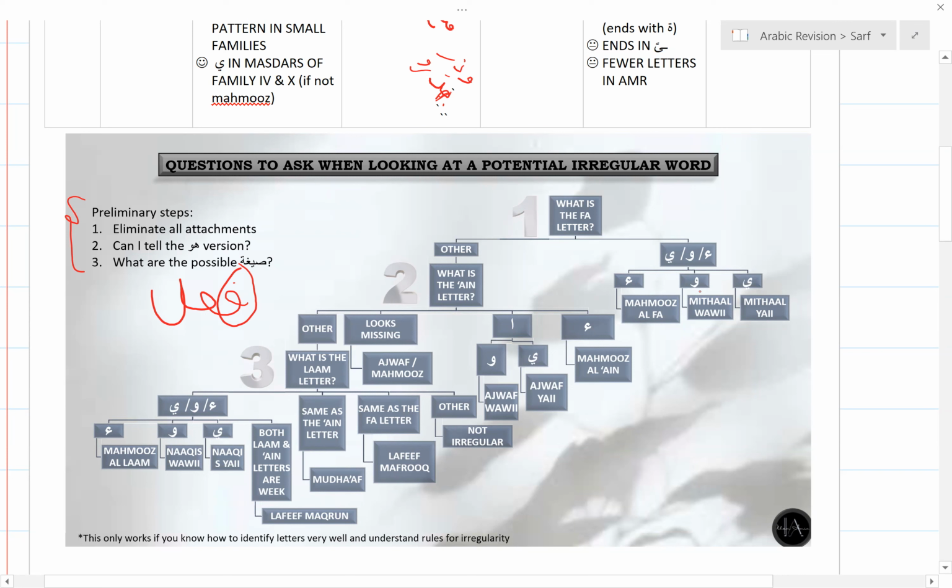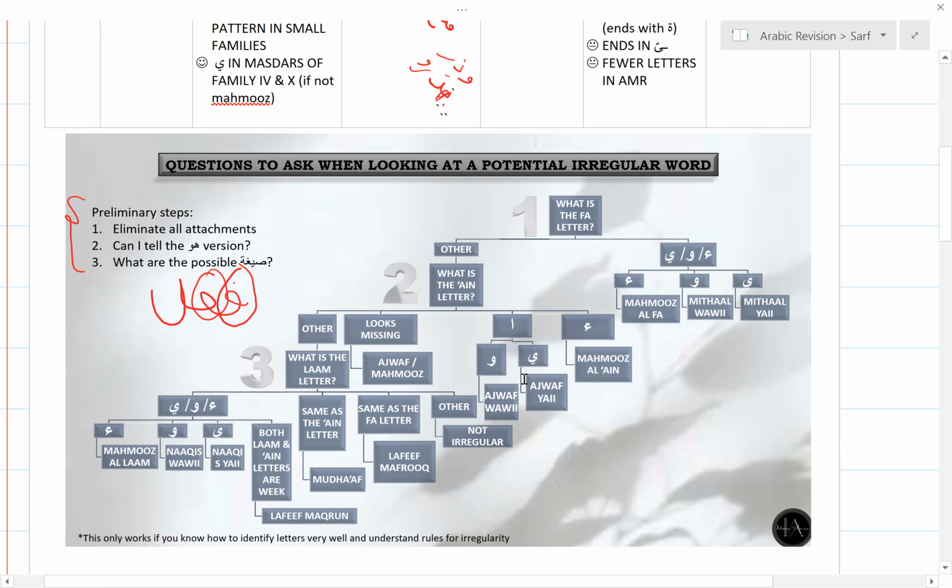You know the irregularity, you know what to do. But if the fa letter is not any one of these 3, it's something else, then you ask yourself, okay, what is the ain letter? If it's a hamza, mahmuz al-ain, done. You're good to go. If it's not a hamza, it's an alif. I told you an alif is a symptom. It's either a waw or a ya. So you ask yourself, do I know if it's a waw? If it's a waw, it's ajwaf wawi. If it's a ya, it's ajwaf ya'i.